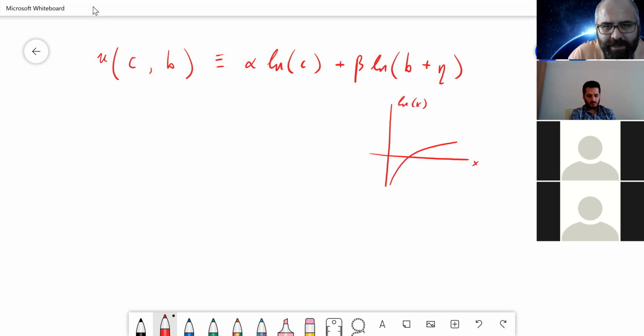So here, instead, we assume that there is some reference level, eta. So even if the parent does not leave any bequest, even if b is equal to 0, utility is still well defined. Okay?